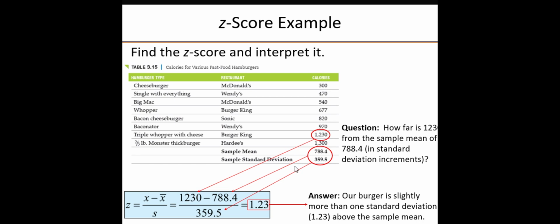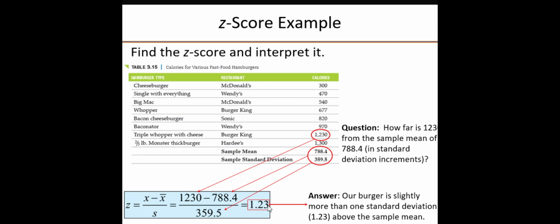So what we do here is that this number, which is the observation here, minus the mean, so the mean calories that we gain from burgers in general, that would be this number in this case, the 788.4. So 1230 minus 788.4 divided by the standard deviation, which is 359.5, would give us this number. So it's 1.23. That's the z-score.